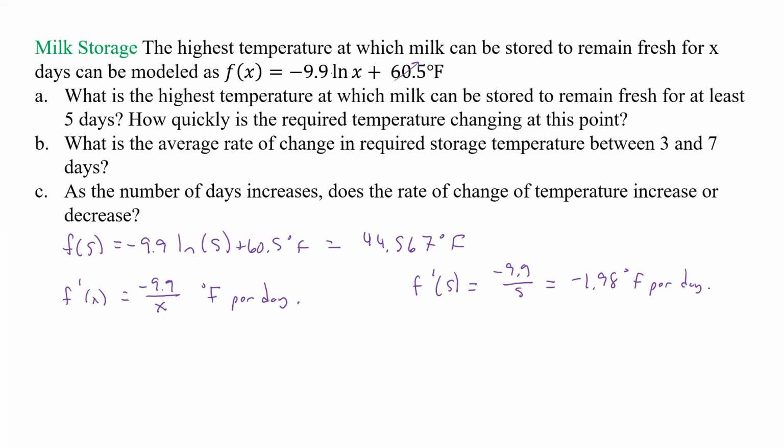Okay, so every day at that point in time, it's negative 1.98 degrees Fahrenheit per day, at the highest temperature it could be. So that's where we're at that point. So that was all in A. Now B, what is the average rate of change in the required storage temperature between 3 and 7 days? Well, that just means we need to find f of the highest, 7, minus f of the lowest, which is 3, all over 7 minus 3.